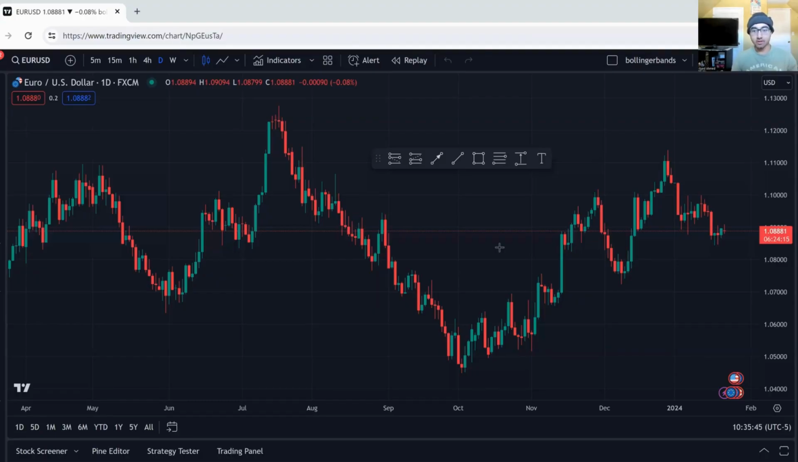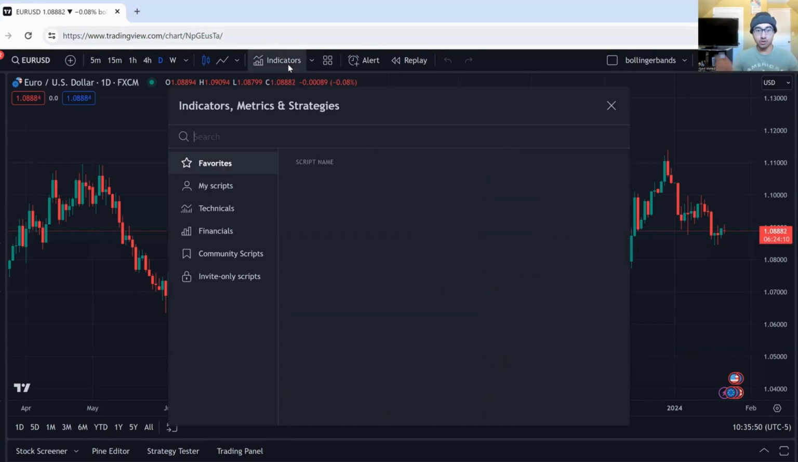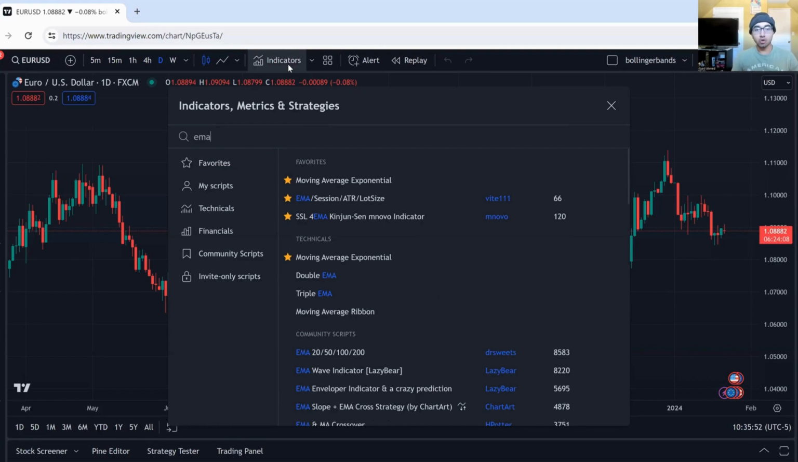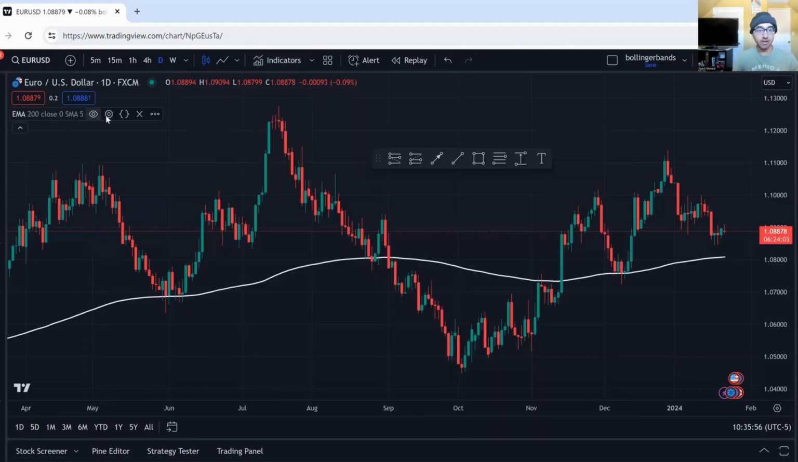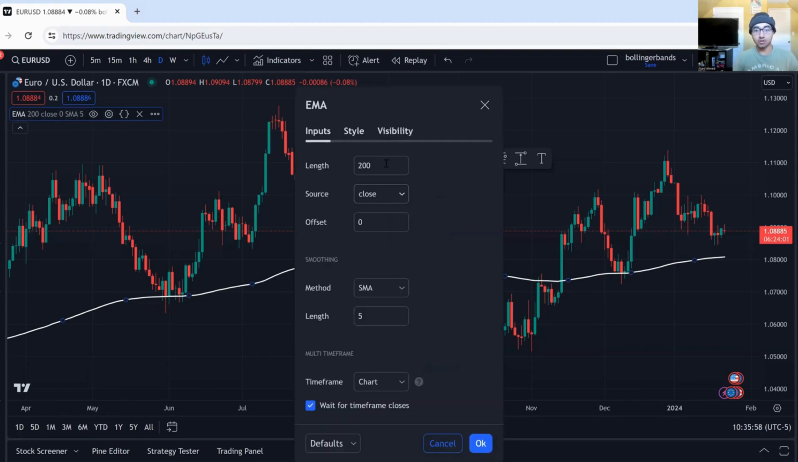So in order to add indicators, guys, this is TradingView, my go-to charting platform. You're just going to go to the indicators tab and type in indicators. We're going to just go with the very first indicator. We're going to go over moving averages. Now mine is actually set to 200, so we'll just set it to 9.